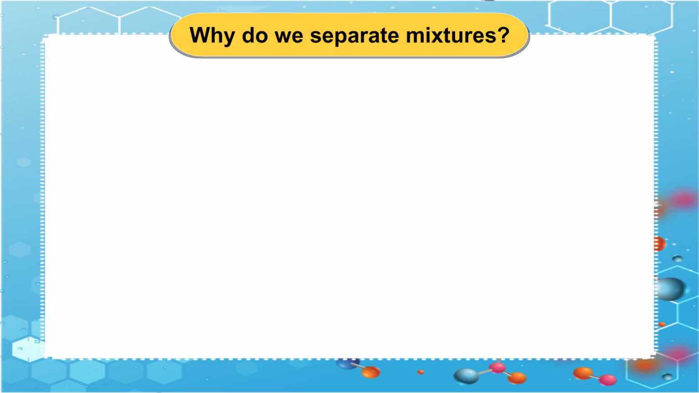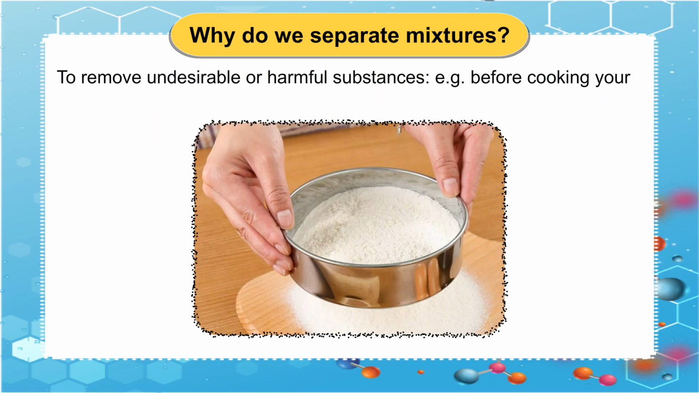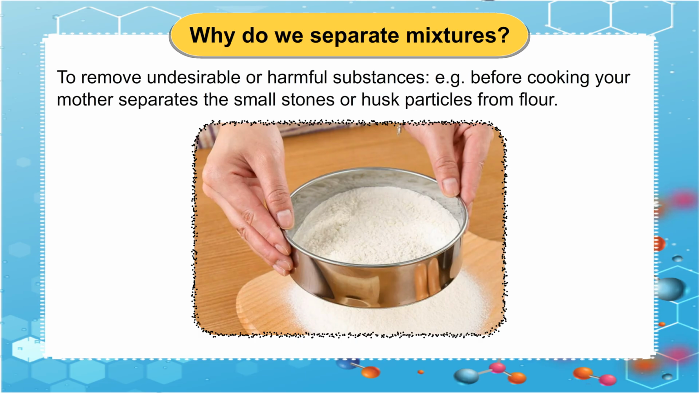Why do we separate mixtures? Components of a mixture are separated for many reasons. Some of them are as follows. To remove undesirable or harmful substances, for example, before cooking, your mother separates the small stones or husk particles from flour.